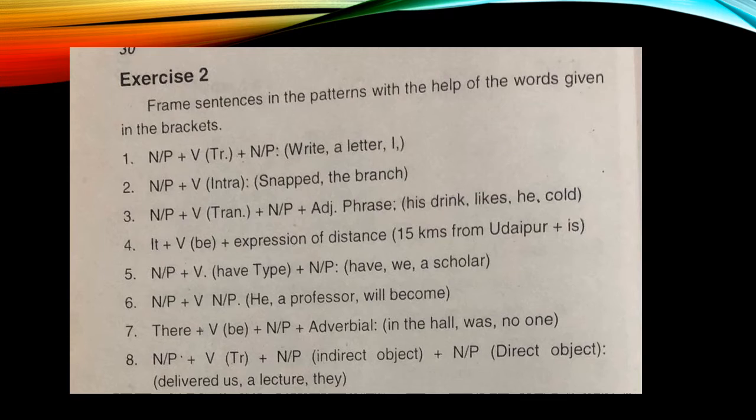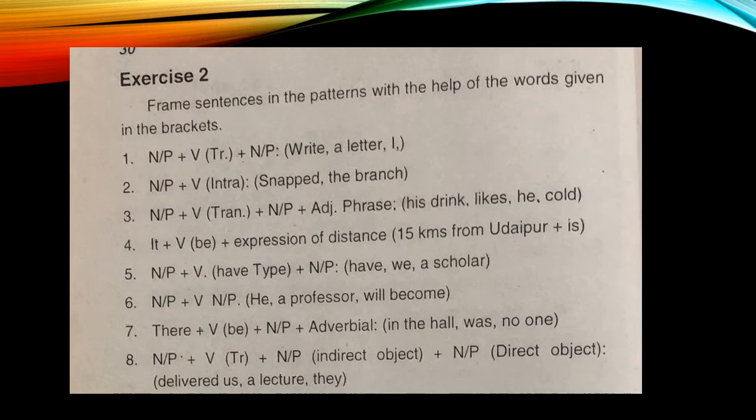Third, you have a subject plus verb transitive plus object and then the adjective phrase. So here we have the words his drink, likes, he, and cold. When we form the sentence, he will be the subject. He likes, likes is the verb, which is transitive. His drink is an object, and then you have the adjective phrase, that is cold. So: he likes his drink cold. He likes his drink cold. So the sentence pattern here would be S plus V plus O plus OC. You have the object complement in this sentence.